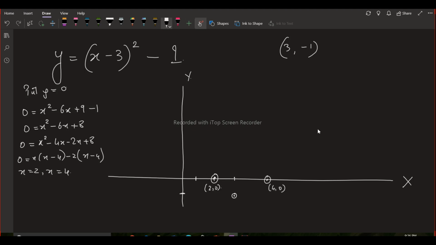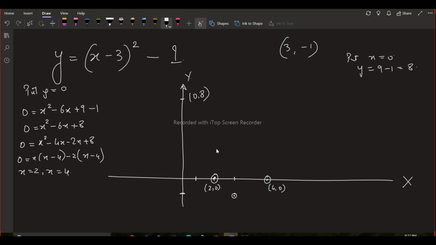Now we know the shape of the graph. So now the only thing we need to know is what will happen when x will be 0. So x is 0 at the y-axis. When you put x equal to 0, what do you get? You get y equal to 9 minus 1, which is 8. So this will cut from here. This is 0 comma 8. When x is 0, y is 8.